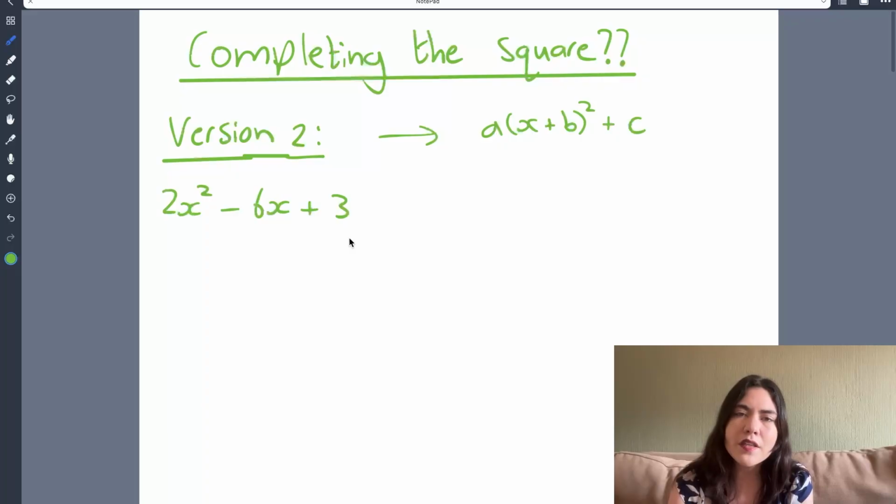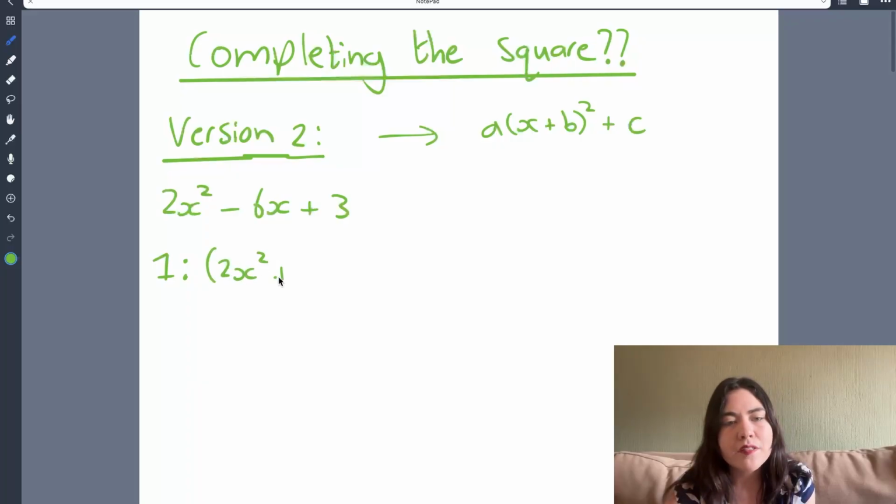All right, so here's an example that we can do. Step 1 stays the same as in version 1. So we're going to first bracket off our x's by rewriting the equation. Oh, I forgot to bracket this off. There we go. We're going to bracket off our x's.